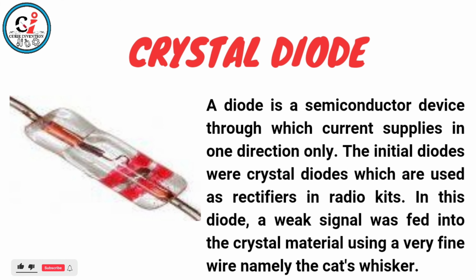Crystal diode. A diode is a semiconductor device through which current supplies in one direction only. The initial diodes were crystal diodes, which are used as rectifiers in radio kits. In this diode, a weak signal was fed into the crystal material using a very fine wire, namely the cat's whisker.